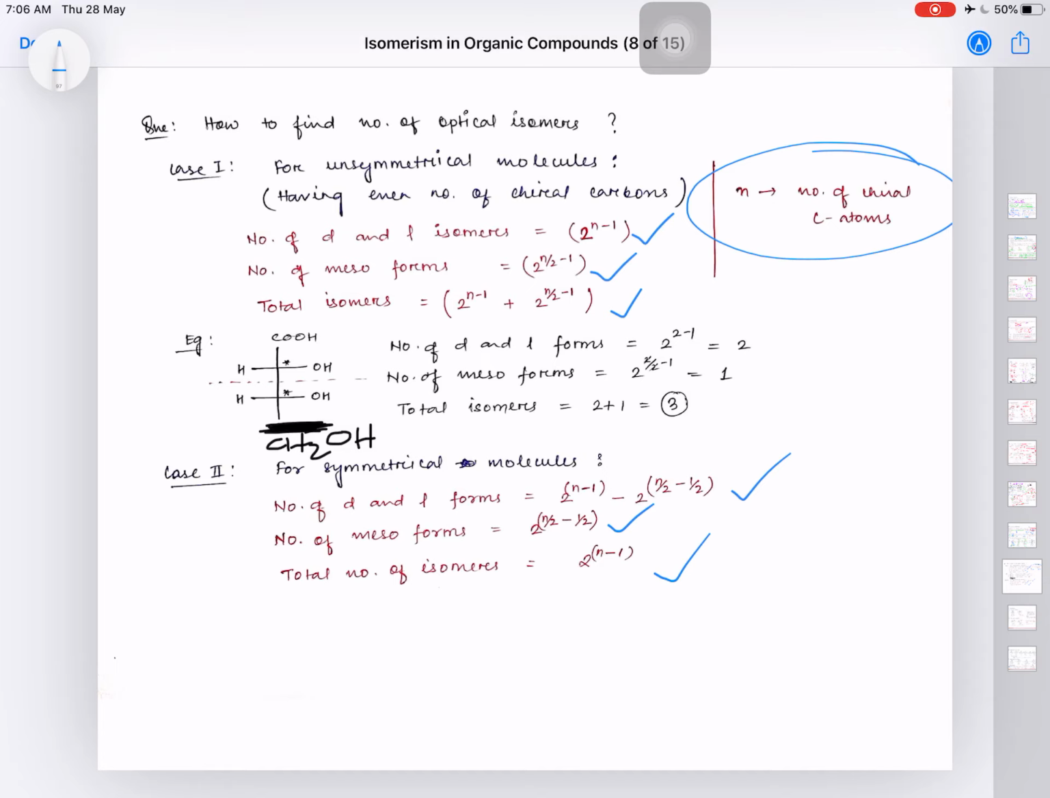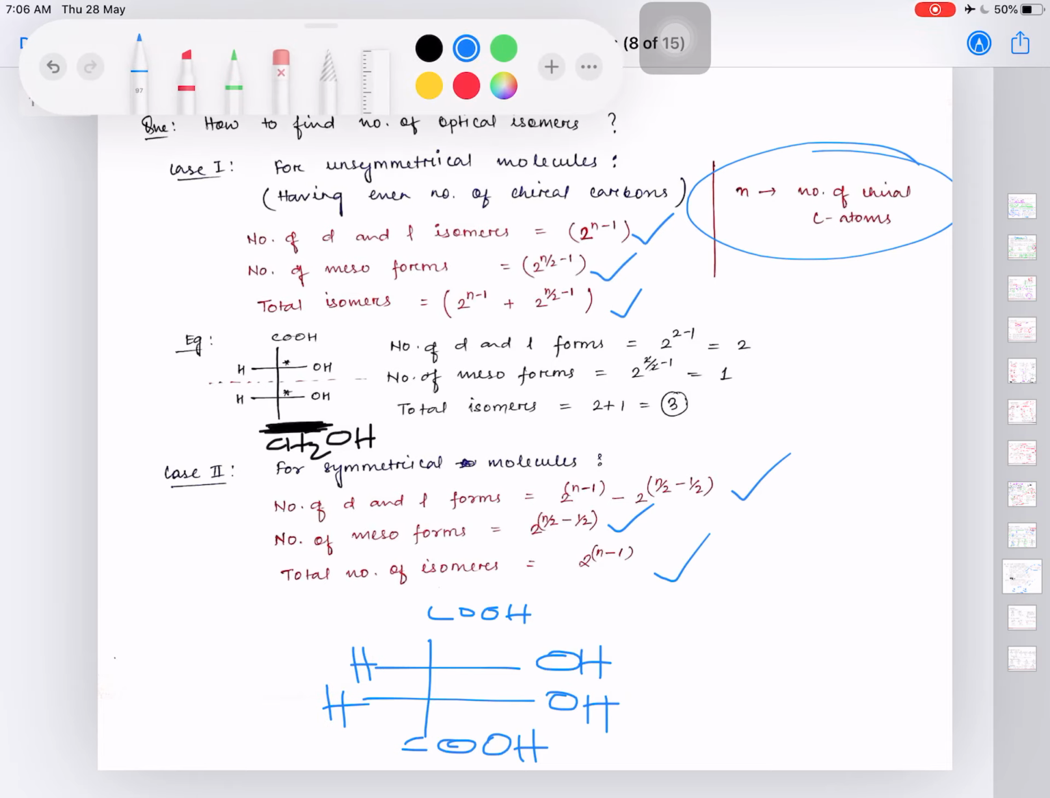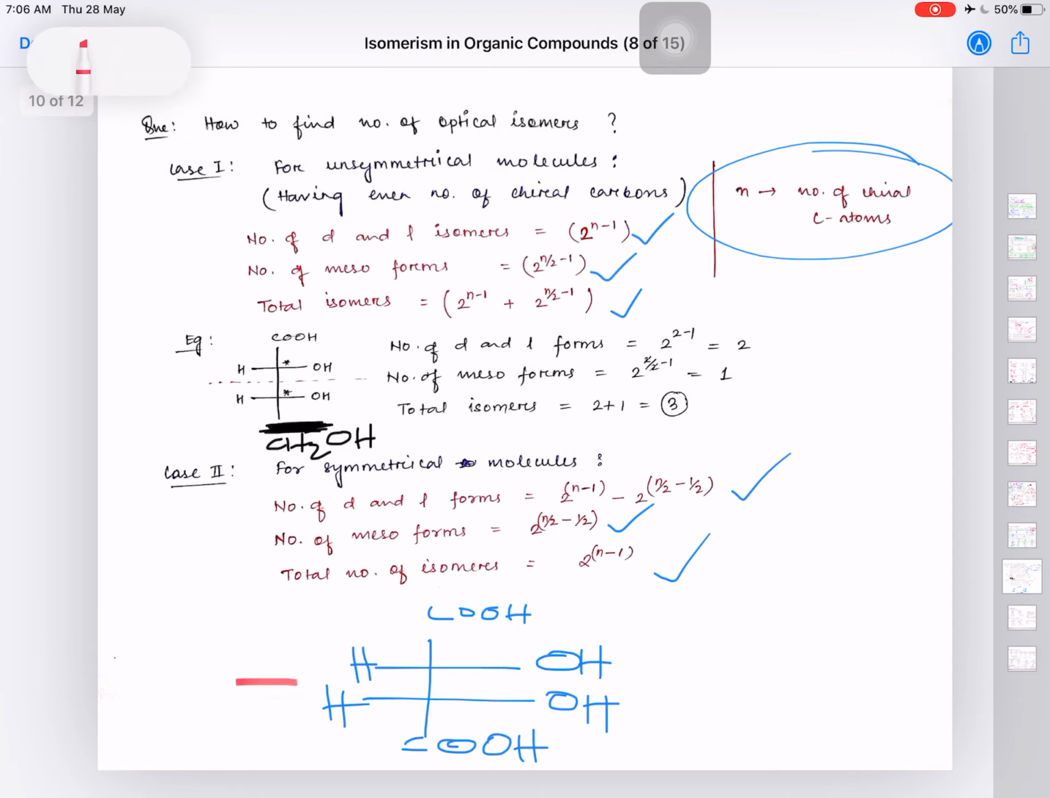One more thing: what is a meso compound? A meso compound means, say you have this type of compound, with COOH and COOH like this. Here you have OH, and here you have H. This is the type of compound where you can draw a plane of symmetry like this.